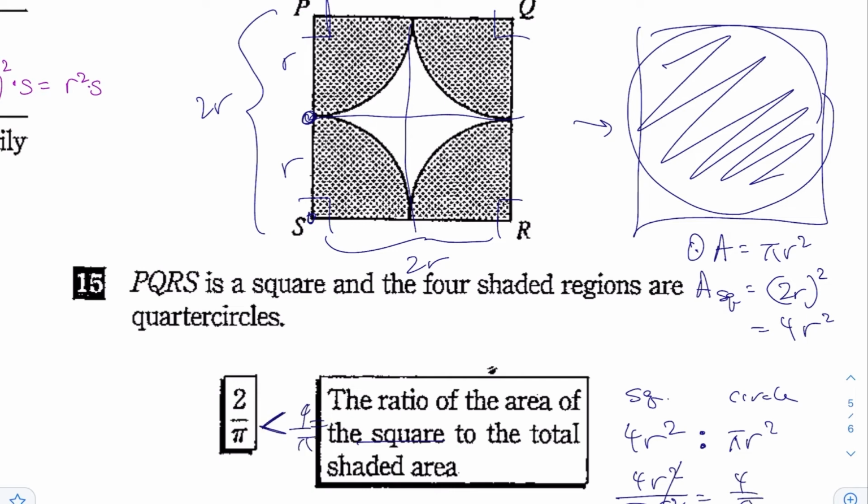And here 4 over pi is greater than 2 over pi because the numerator is greater. The denominator is the same, and the bigger the numerator, the bigger the fraction. So the answer is going to be choice B.